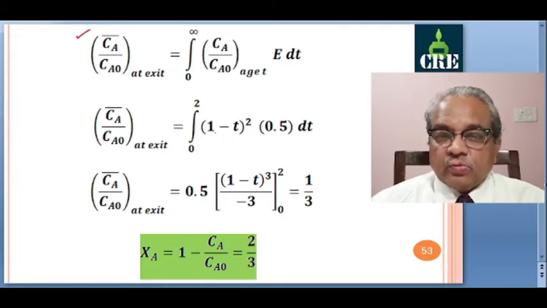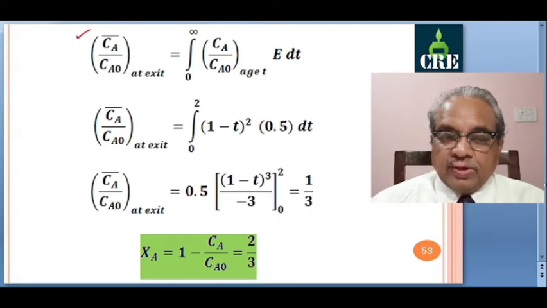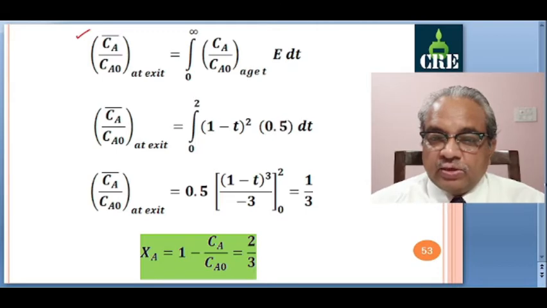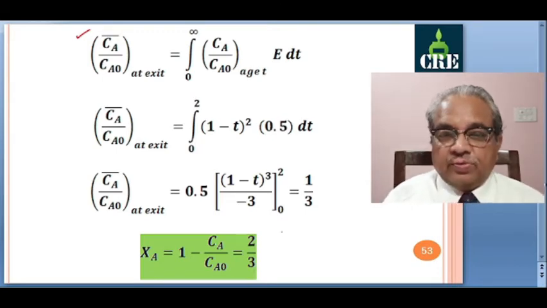0.5 comes out. The integral of 1 minus t square is 1 minus t cube by 3, into 1 upon the derivative of this, so a minus sign is there, between 0 and 2. If you solve this, you get 1 by 3. So Ca bar by Ca0, the average value at the exit, is given as 1 by 3. So Xa is 1 minus this Ca bar by Ca0 value. So 1 minus 1 by 3 is 2 by 3. This we got.